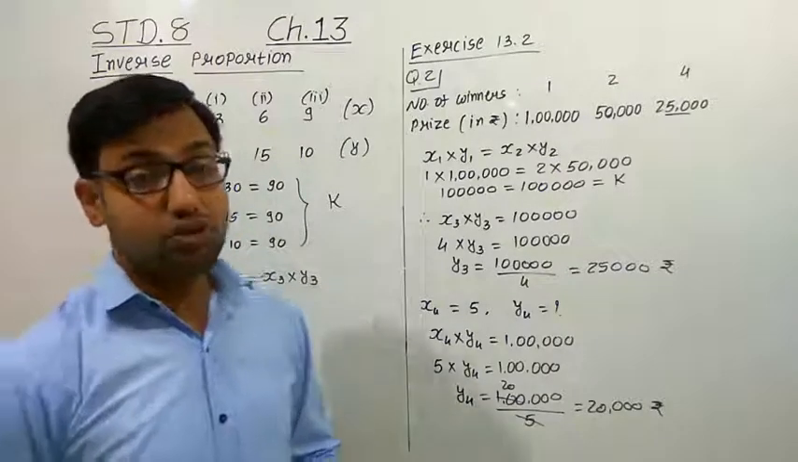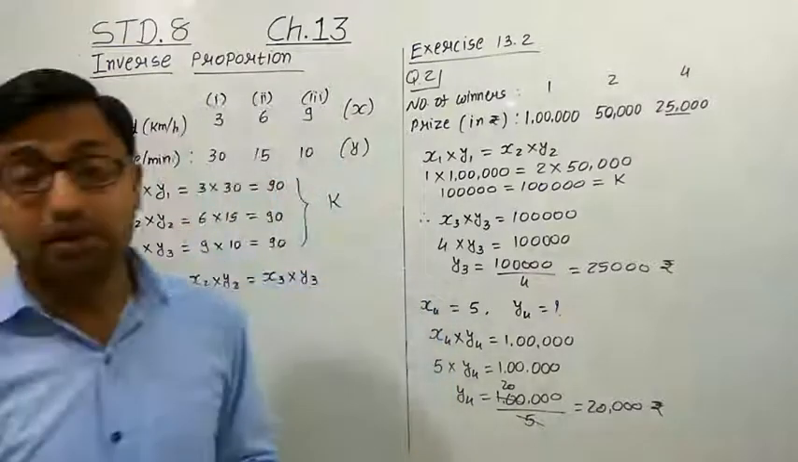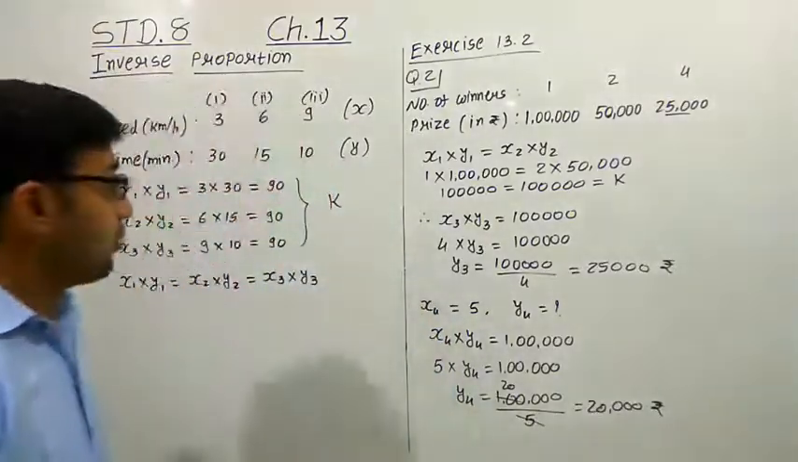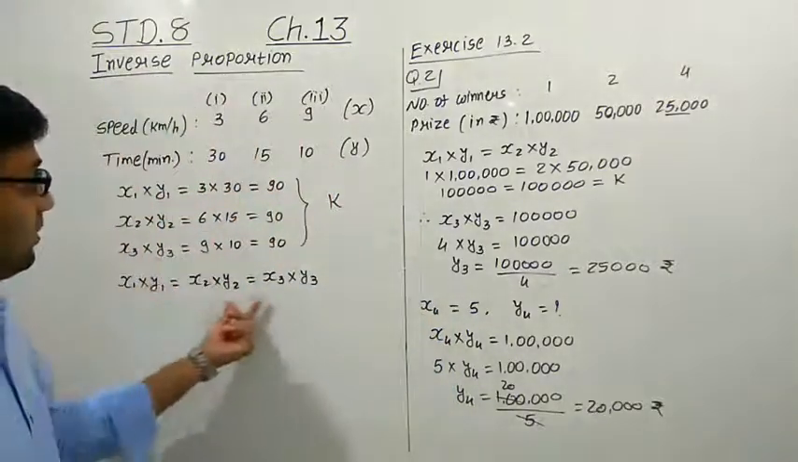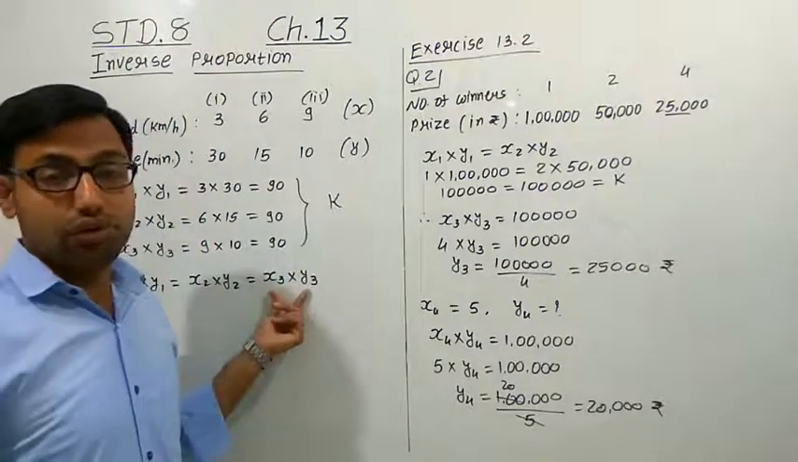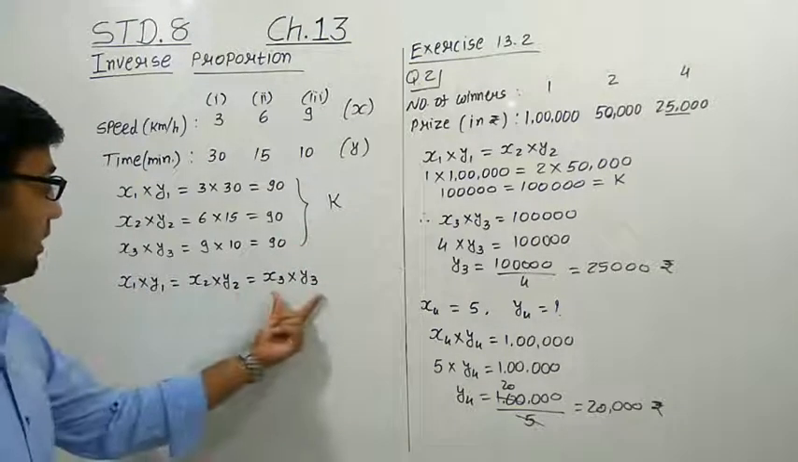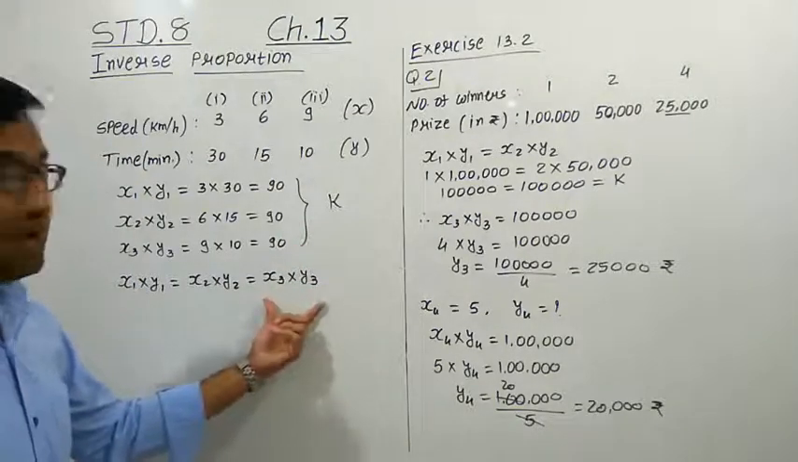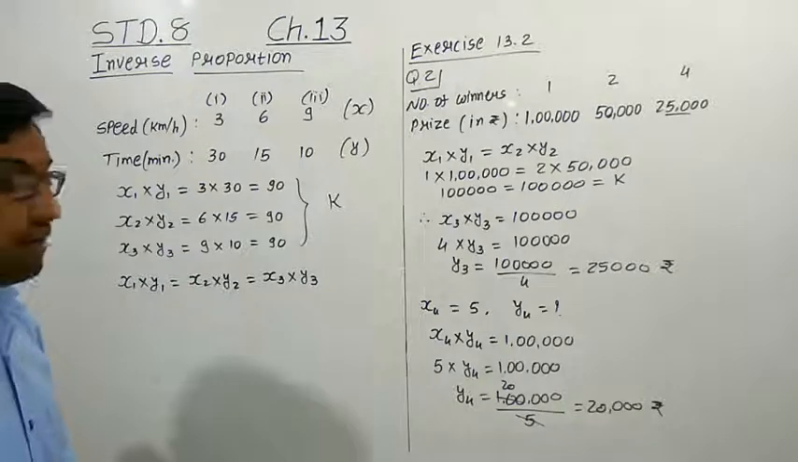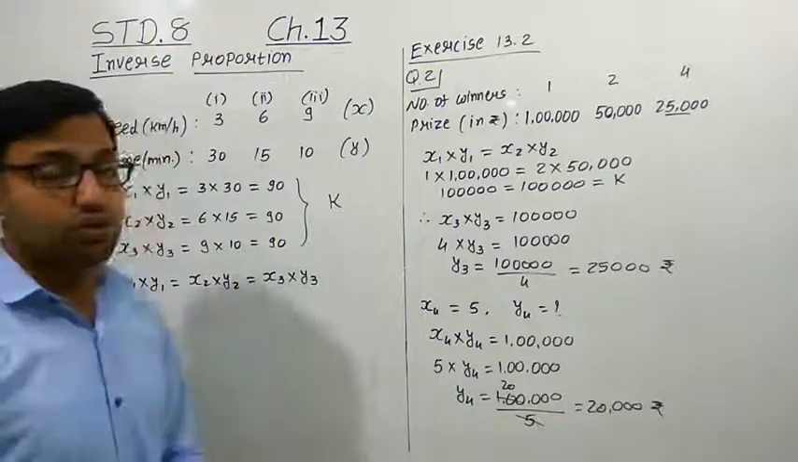Now in this way you can solve the other cases that are given in this question. The thing is that whenever it is inverse proportion, the multiplication of both quantities in each and every case will give the same answer, and that will be our constant. So we can now compare any of these equations. We can directly compare x1 y1 with x3 y3 because all have equal values.